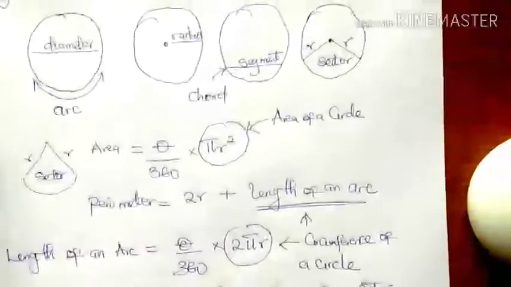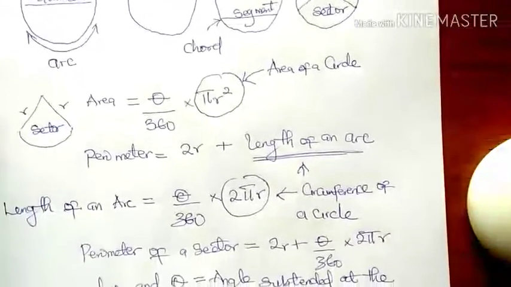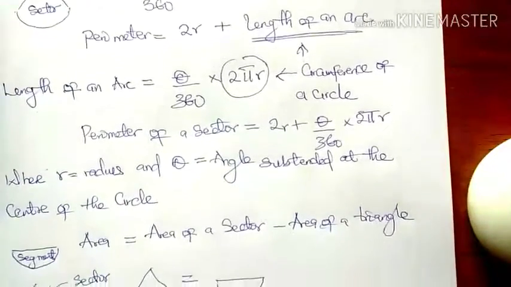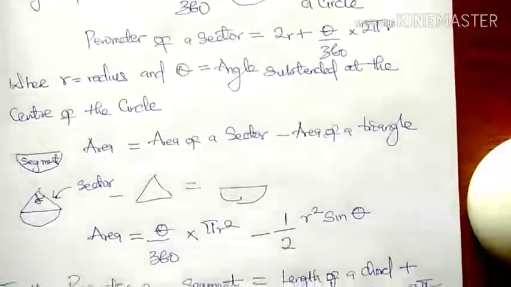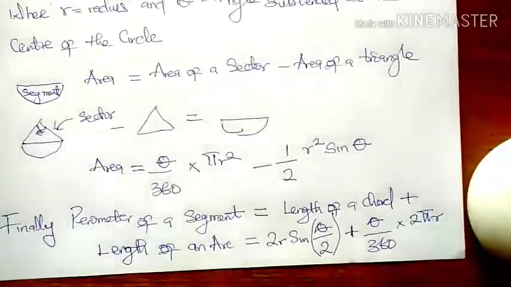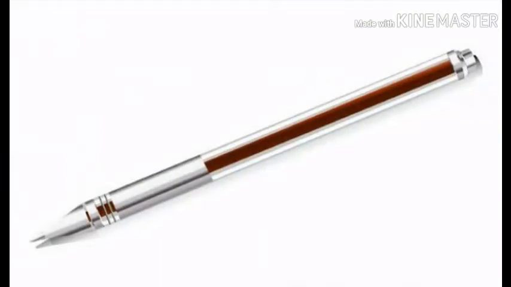A quick recap. First of all, we talked about circles. Next we talked about sectors, the length of an arc, and finally we ended with the segments.